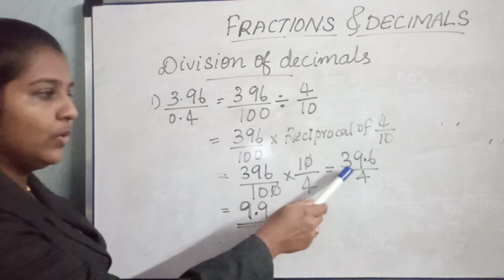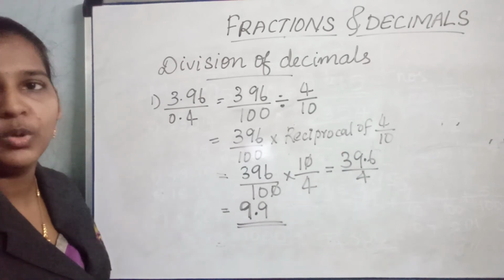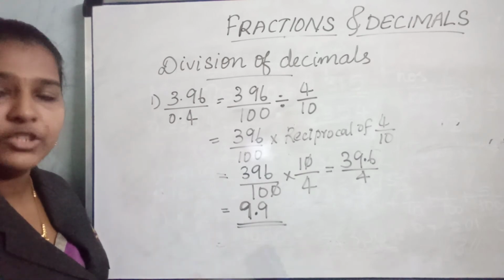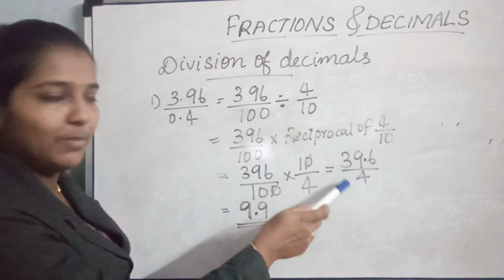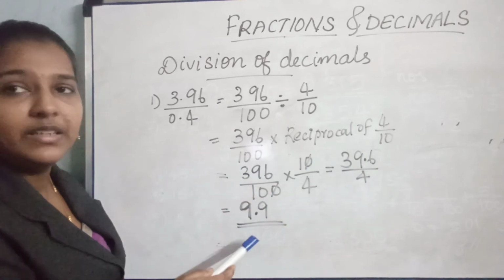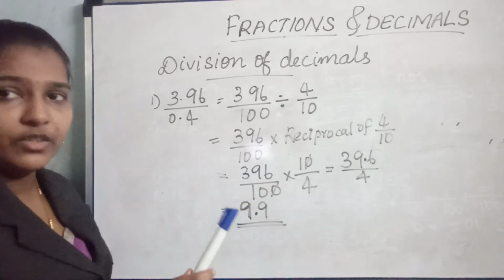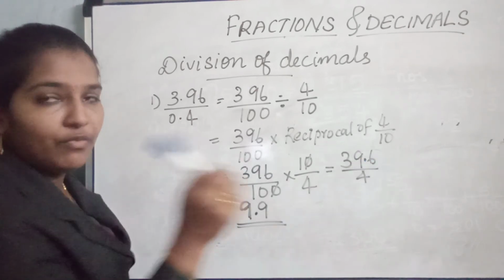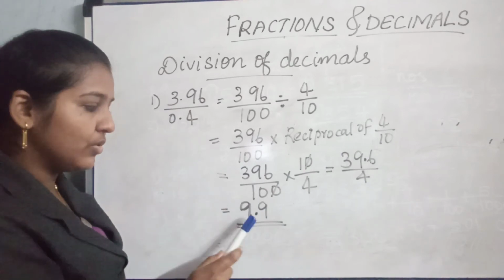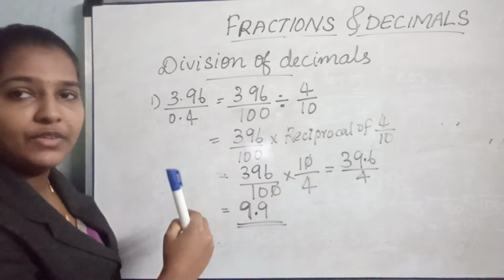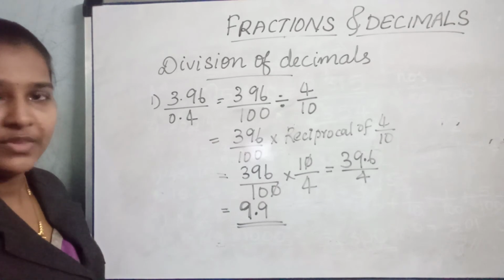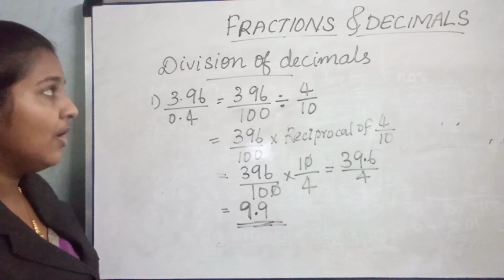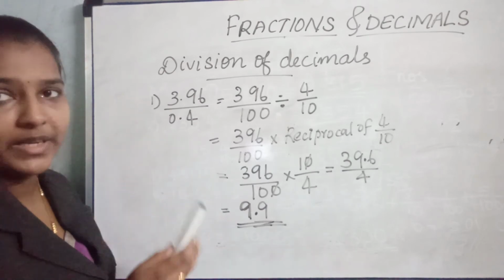Okay, now we know how to divide a decimal number by a whole number, isn't it? So how to do? Yeah, without considering the point, you can divide the number 396 by 4. Then you will get the answer 99. And then you check where to put the point. That is, here after the point only one place. So in the answer also you can put the point after one place from the right side. Okay, so here is the answer 9.9. This is the way to divide a decimal number by a decimal number.